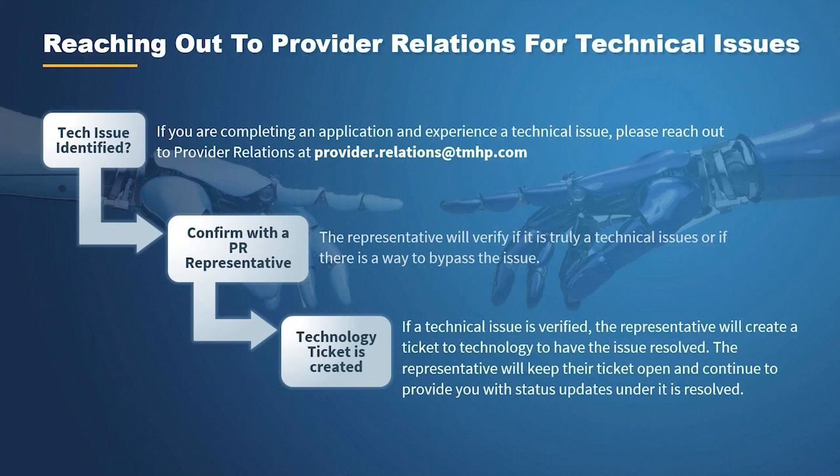They will work with you to see if something in the request needs to be completed. A lot of times, with their PEMS knowledge, they can bypass the issue. However, if a technical issue is truly identified, the representative will create a ticket to the technology team. The representative will notate this information within their own ticket. The representative will also keep their ticket open until a technical issue is addressed. They will continue to provide you with status updates until the issue is resolved.